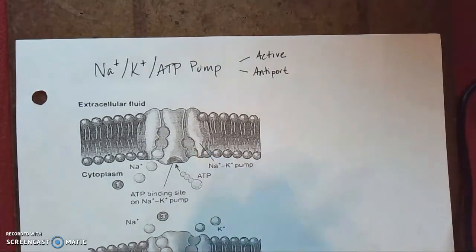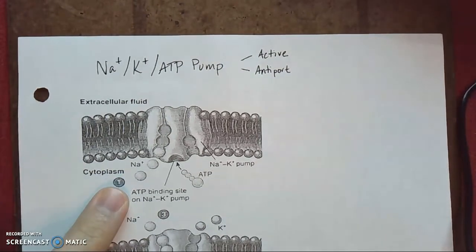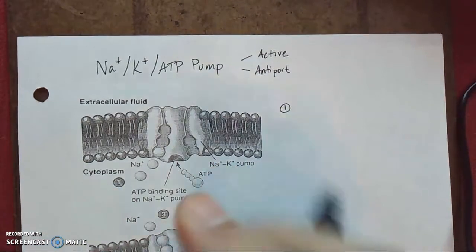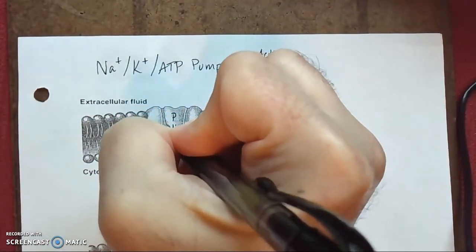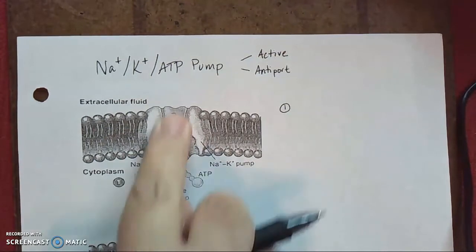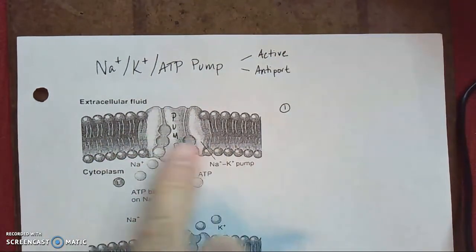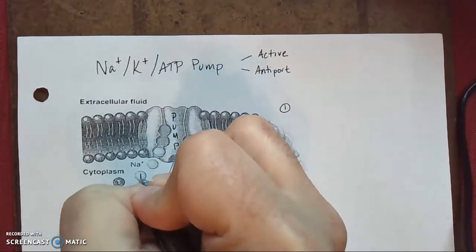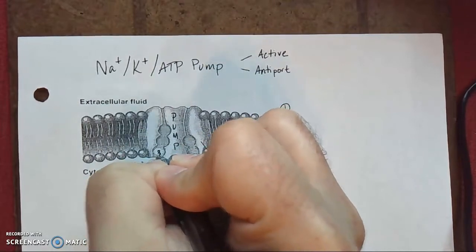So we're going to go through these diagrams, and you can see that we have numbers here. So we're going to explain what is happening in each one of these numbers. So our first one here, if we look at this diagram, here is our pump. It is embedded in and transverses the lipid bilayer, our cell membrane. So in this, we have these three things right here.